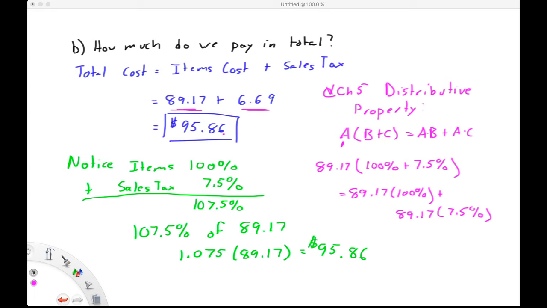Do we have any questions on how we would calculate sales tax or total cost working with percentages? I'm lost. How so? Which piece?